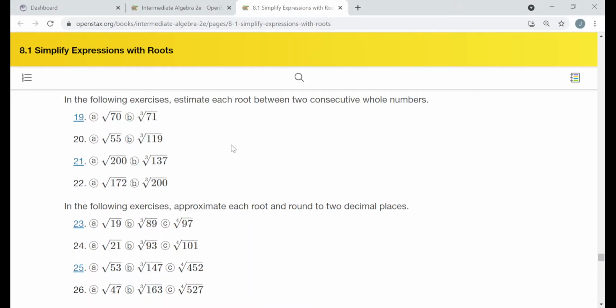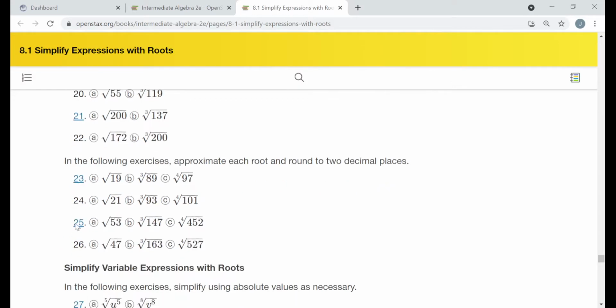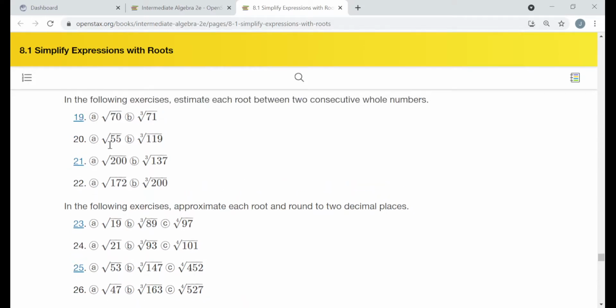I do have timestamps for each of these exercises in the description below. So in the video here, when I say example 1, example 1 will refer to exercise 19. Example 2 will be exercise 20, all the way to example 8, which will be exercise 26. So you can use those timestamps to bounce around to different problems if you wish.